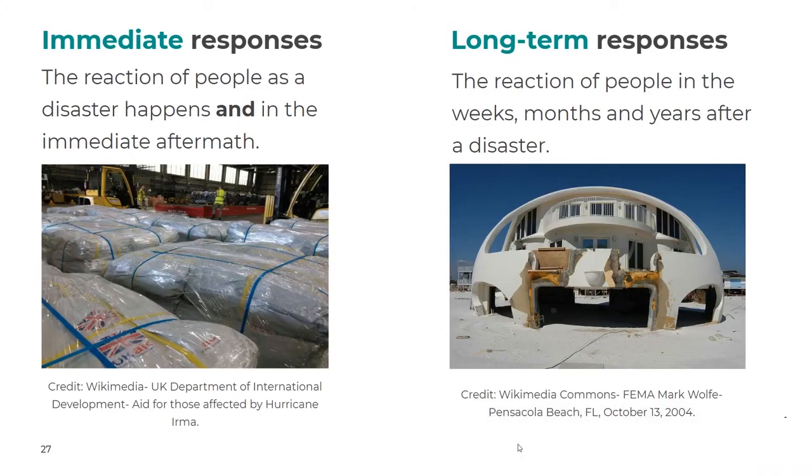An immediate response is the reaction of people as a disaster happens and in the immediate aftermath. For example, providing emergency food, water and medical supplies. Long-term responses though are slightly different. They are the reaction of people in the weeks, months and years after a disaster. For example, creating buildings which can withstand tropical storm winds and heavy rain.